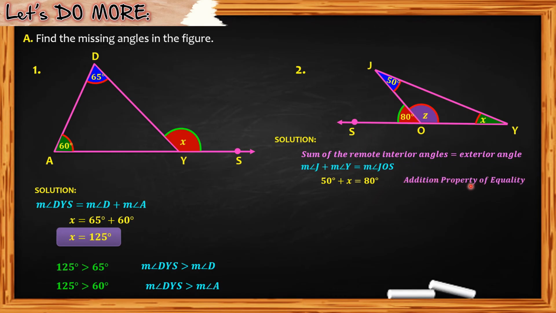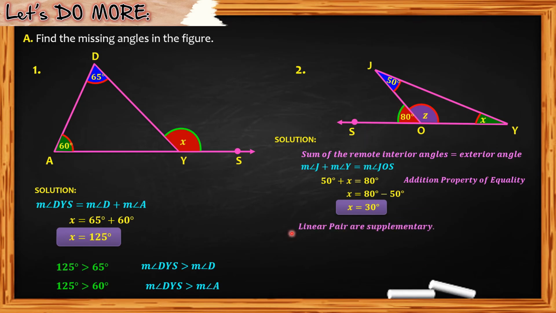Then, use the addition property of equality, we are going to add to both sides the additive inverse of positive 50, which is negative 50. So the 50 here will be cancelled. We have the remaining x equals 80 degrees minus 50 degrees. And the value of x is 30 degrees. So 30 plus 50 is equal to 80, which is the exterior angle.